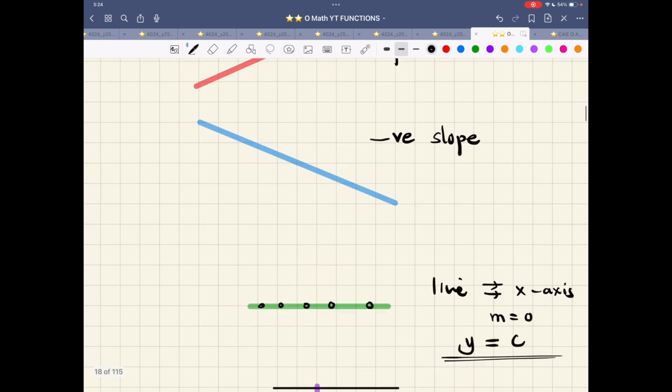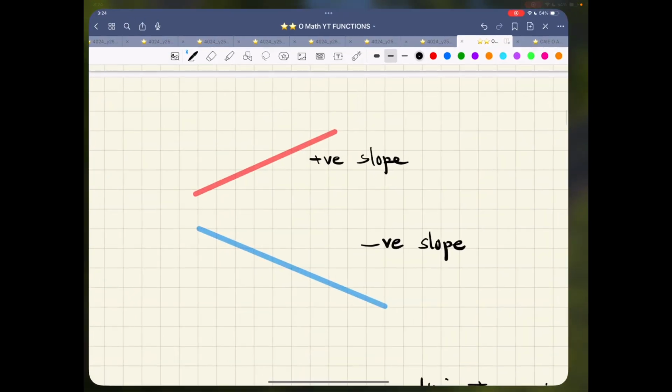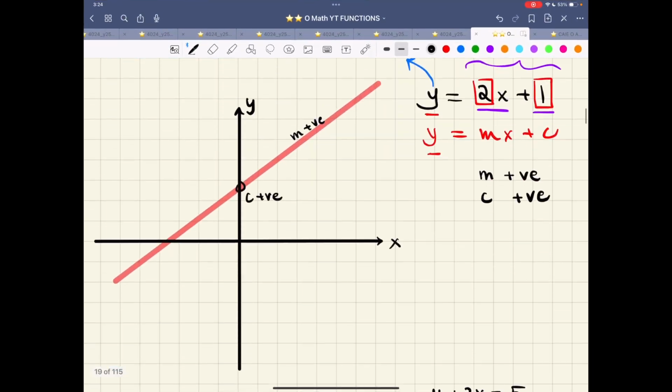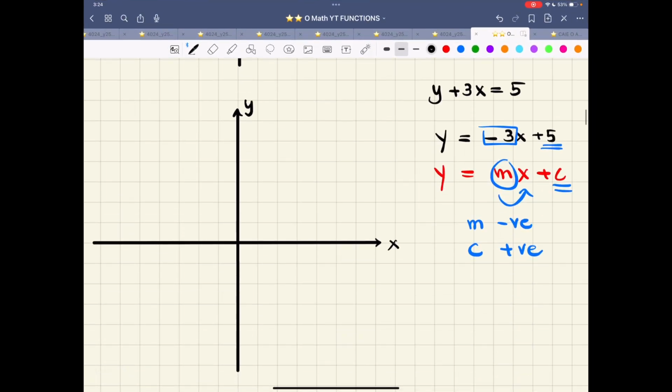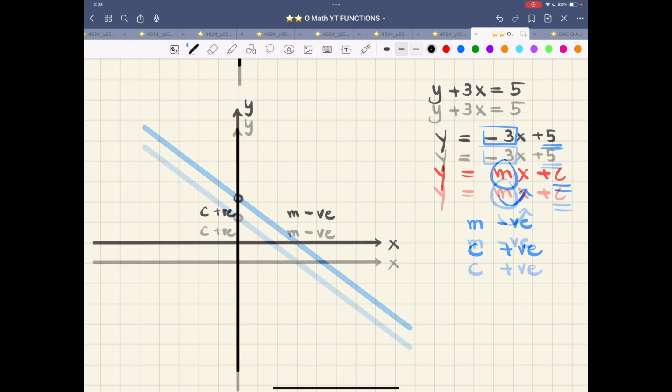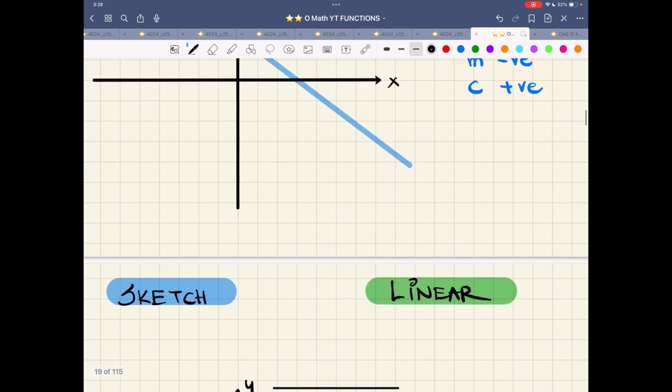Coming back to this. So it's red, blue, and green and purple. Okay, so now I should draw a blue equation. It's like this. Y-intercept is positive, gradient is negative. That's how the equation looks like. Let's move to the next page.